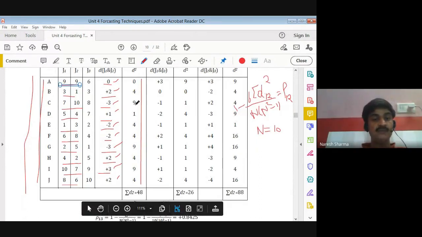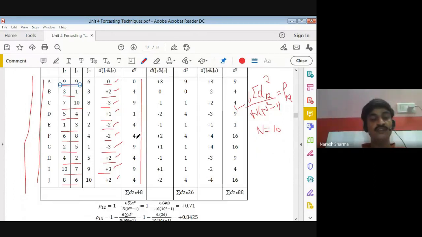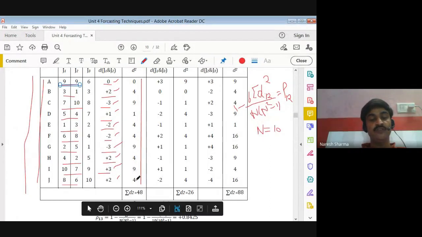4 plus 9 is 13, plus 1 is 14, 14 and 4 is 18, plus 4 is 22, plus 9 is 31, plus 4 is 35, and 9 is 44, plus 4 is 48. So we just put these values in a formula, and you get the value of your rho, that is rank correlation.